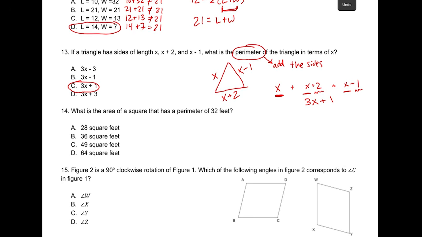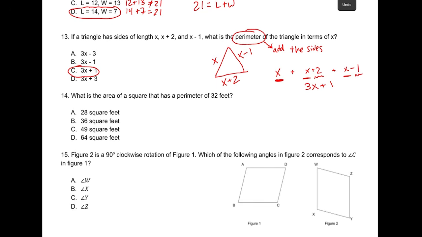Number 14 says, what is the area of a square that has a perimeter of 32 feet? Again, and this is just the case for most of these geometry problems, usually a good idea to just draw it out. So we have a square where all the side lengths are the same and the perimeter is 32. Well, if all the side lengths are the same, we can divide 32 by 4 to get 8, and 8 will be the side lengths.